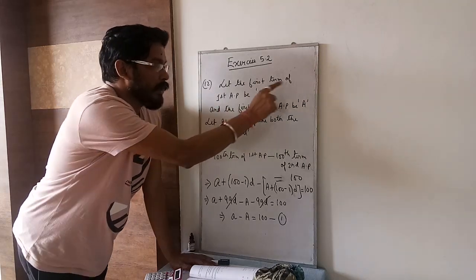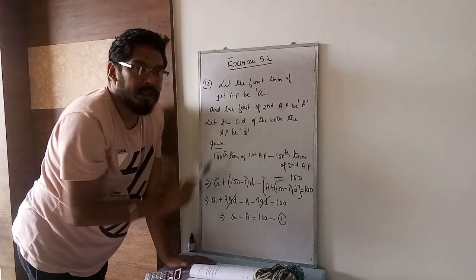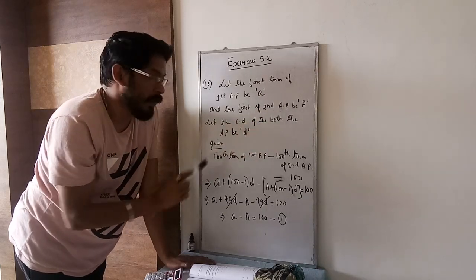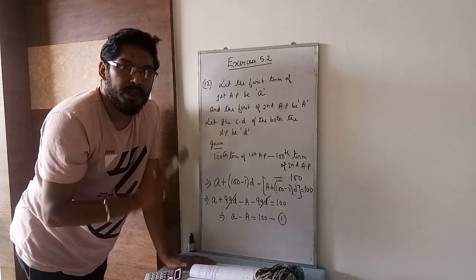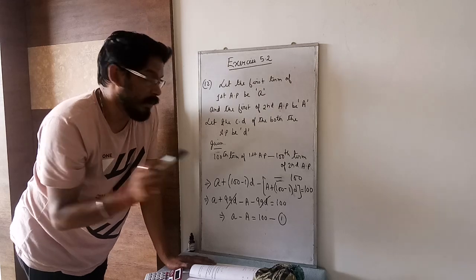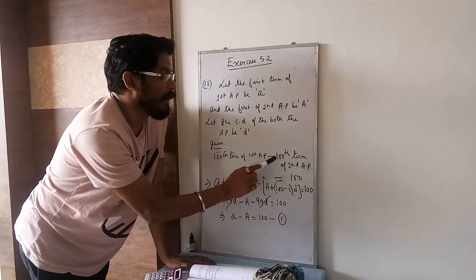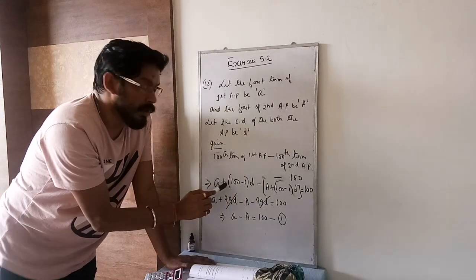So I will let the first term of the first AP be a and the first term of the second AP be capital A. The common difference is the same. Let the common difference of both the APs be d. In the question it is given what? The difference between the 100th term of both the APs is 100. 100th term of the first AP minus 100th term of the second AP equals how much? Given 100.